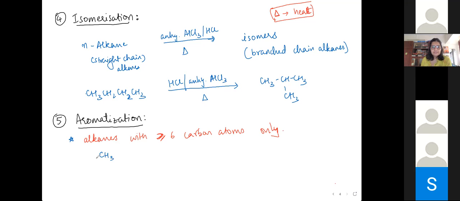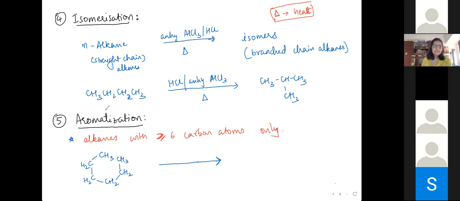So suppose you have hexane. Ma'am, for aromatic compounds other than benzene, we don't need to have less than or equal to 6 carbon atoms, right? You need to have minimum 6. If you have 7, then you end up getting toluene. If you have 8, then you end up getting dimethyl benzene. But you need to have at least 6, because with less than 6, you don't have any aromatic compound that this reaction can form. Basically, we have to have benzene in the product.